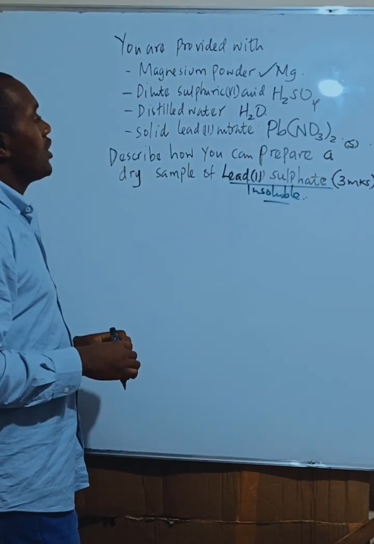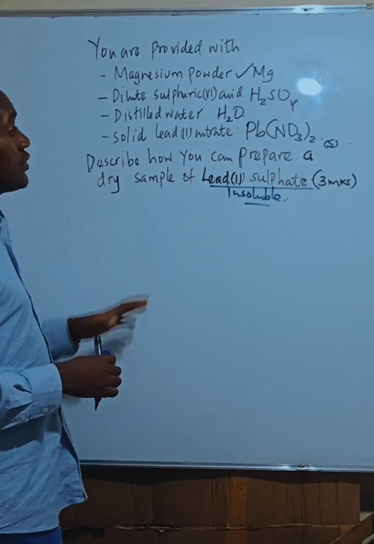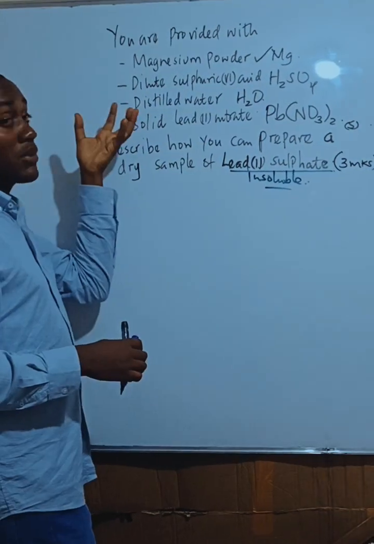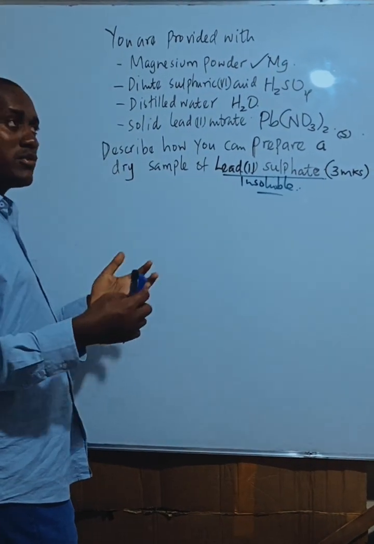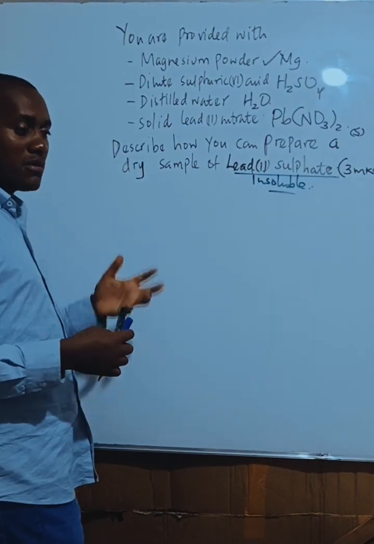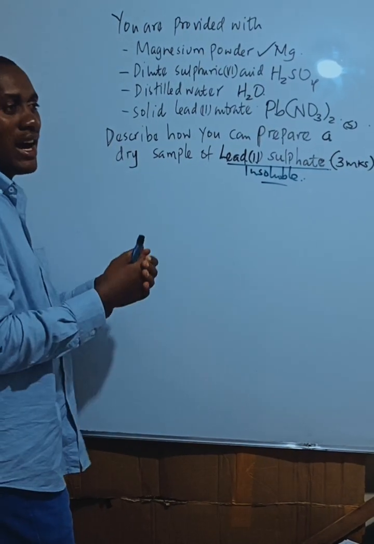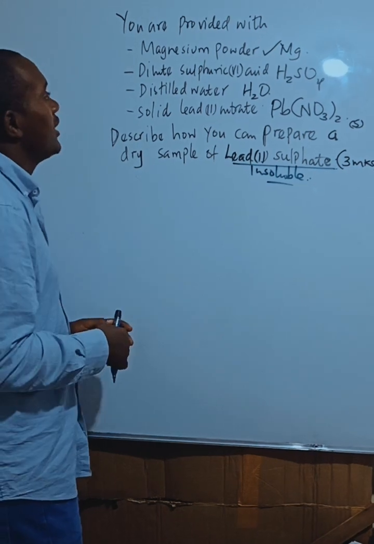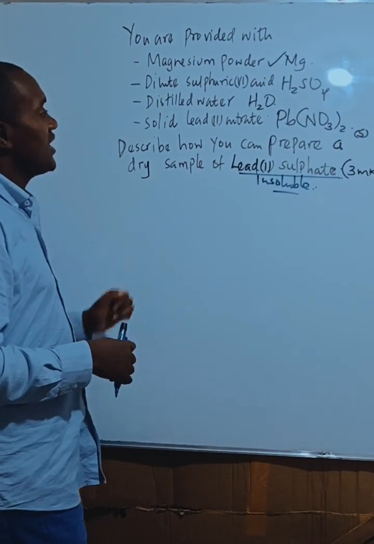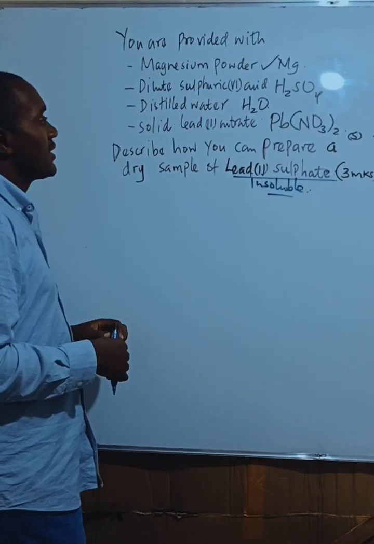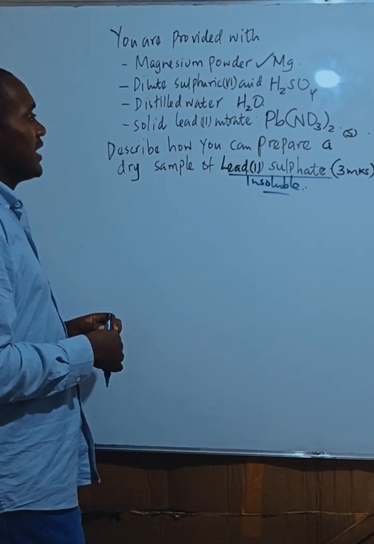So what do we do? When you are told you are provided with, you are tied. You cannot bring any other reagent from outside. You must use what you are given. Your hands are tied. So you are given magnesium powder, sulfuric acid, distilled water, and solid lead nitrate. So what do you do?